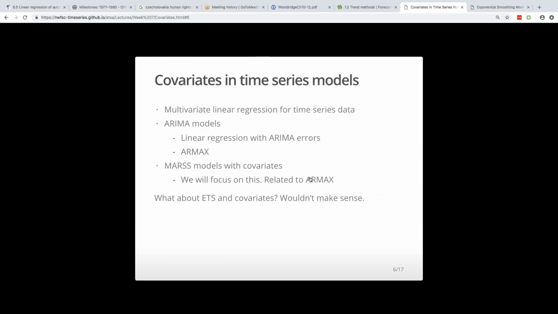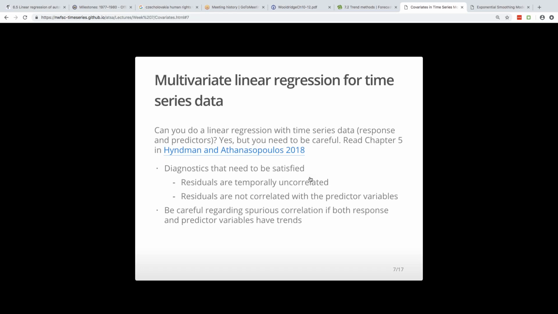These approaches, linear regressions, multivariate regressions, have been around for years and years, whereas the state space models have been around less, and not as many years. Okay, so let's think about a multivariate regression. So can you use a linear regression?